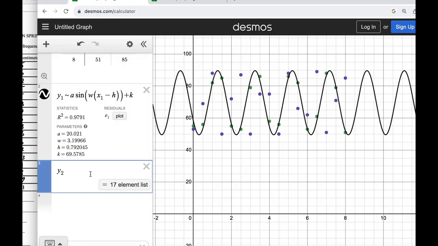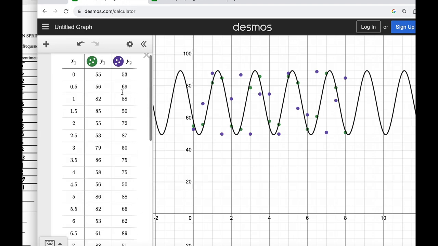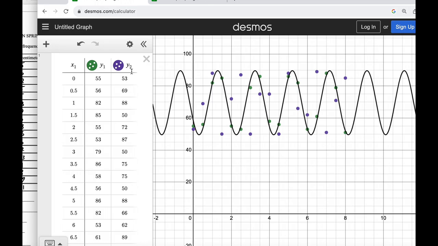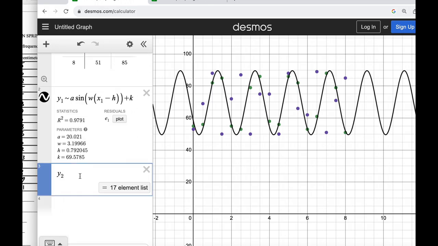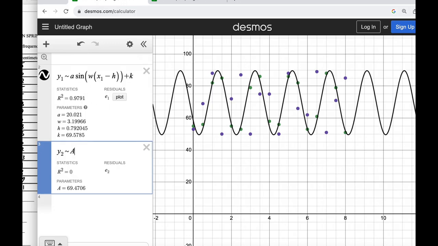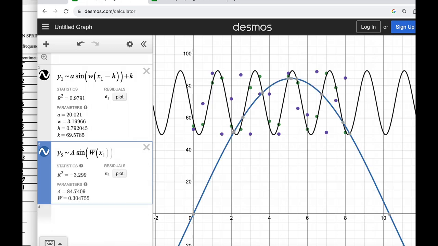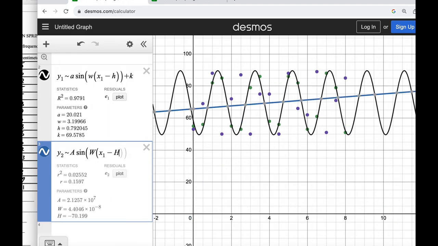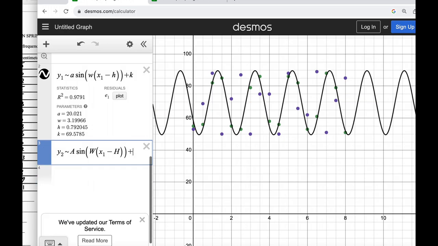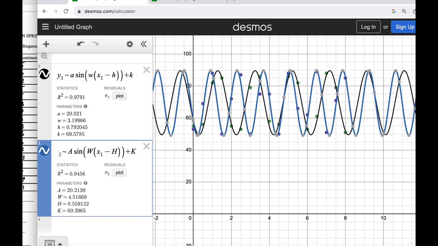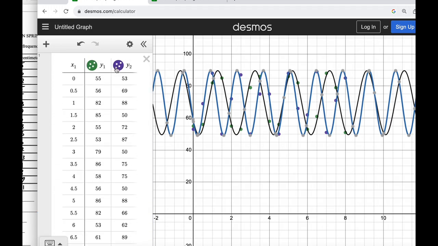I'll use Y2 this time because that is my second column name here. And we'll hit tilde. So capital A sine of big W times X1. We still use the same X1 as before. Then minus H plus K. There we go. And I'll just hide the data for a moment because it's so tough to tell what's happening. If we hide the data points, maybe we can see a little more clearly what's happening.